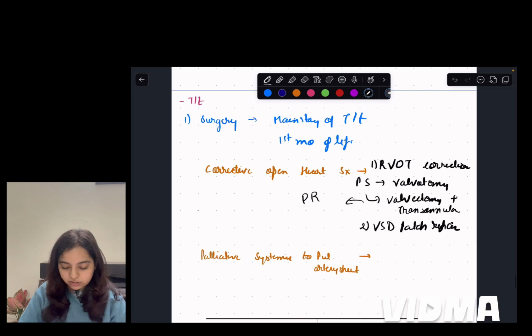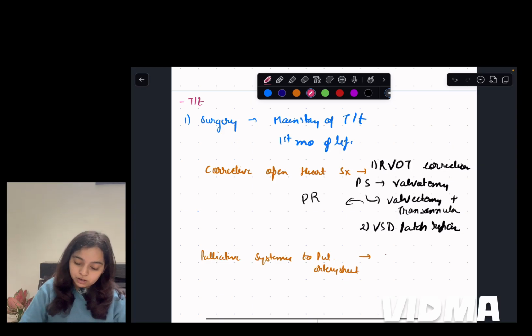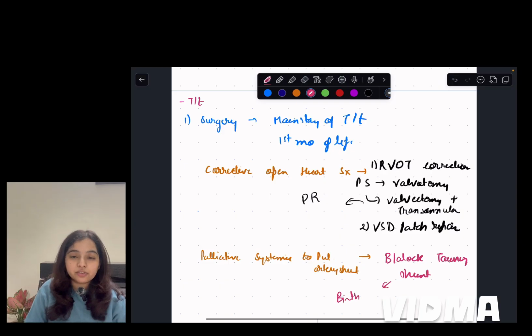Now, what about the palliative surgery? This palliative surgery leads to the connection between the systemic and the pulmonary circulation, right? And this is very important. The connection between the systemic circulation and the pulmonary artery allows more blood to go towards the lung for oxygenation. And this palliative surgery is the Blalock-Taussig shunt. Now, this is a very important surgery because it led to the birth of modern pediatric heart surgeries.